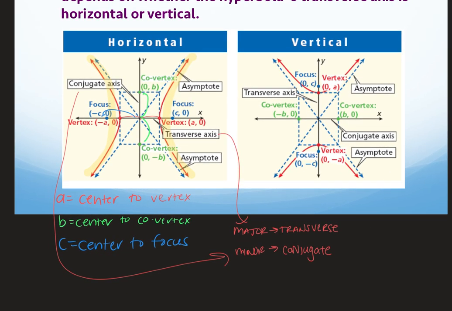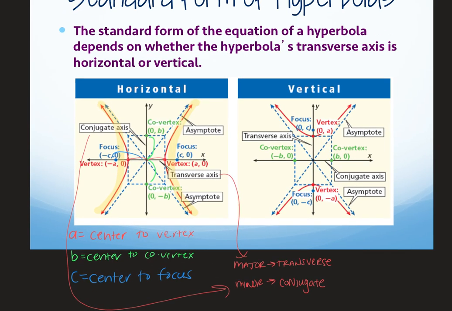So if it's horizontal, we go right and left the A, right and left the C, and up and down the B. And then I'm going to teach you how to make that little box, and we cross the asymptote through the corners of the box. If it's vertical, we go up and down the A, up and down the C, right and left the B. And then again, you'll make a little box. You'll have your asymptotes slide through the corners of that box, and that tells you how wide or narrow to make your branches.